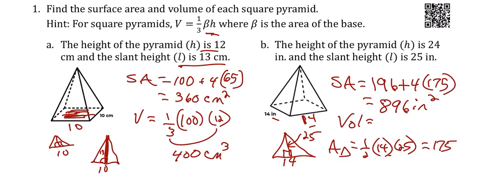Okay, let's go to volume. The volume is going to be the area of the base times 1/3. So I'm going to put 1/3 times 196. So 1/3 the area of the base, and the height of the pyramid is 24 right there. So times 24. So basically the 1/3 and the 24 gives you 8. So you basically have 8 times 196, and that gives us 1,568 cubic inches.